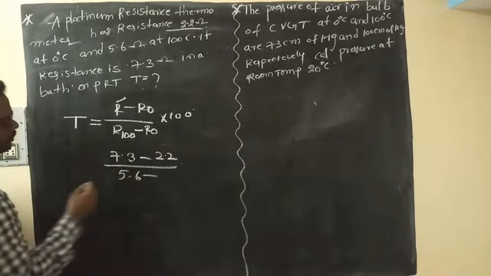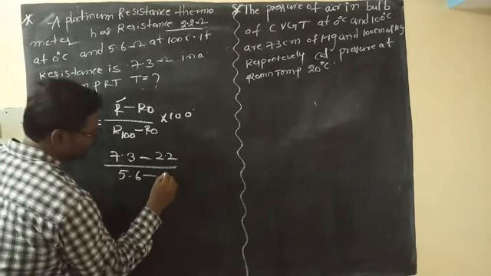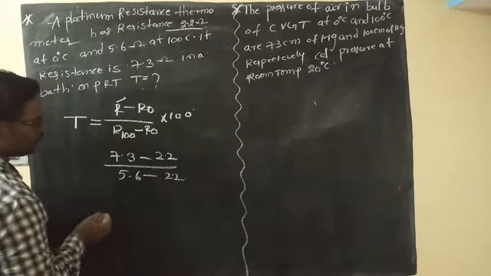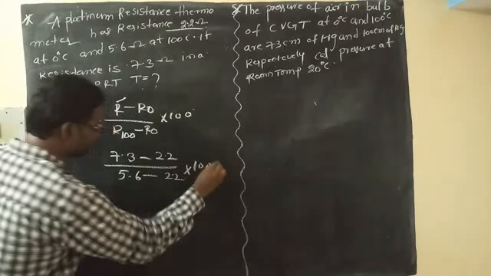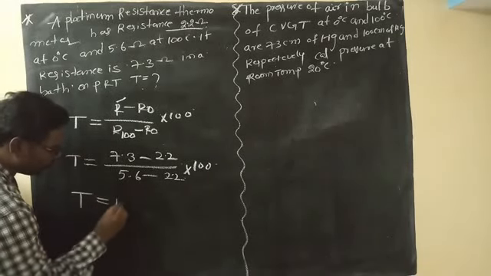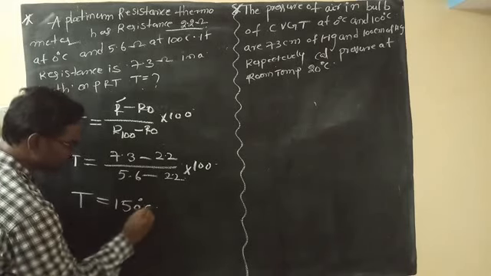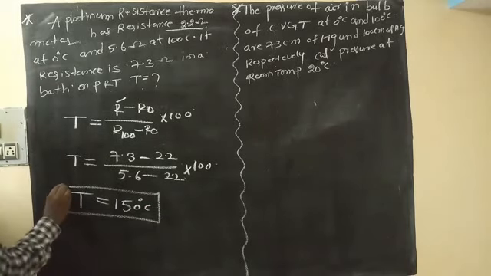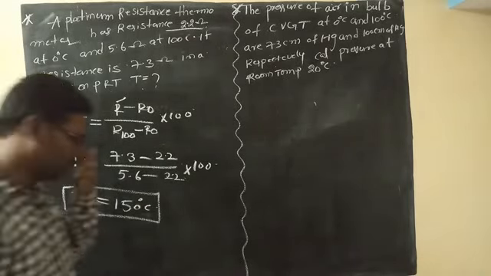Resistance at 0 degrees Celsius, that is 2.2 into 100. So now if you solve this one, we will get 150 degrees Celsius, isn't it? Now let's come to the next question.